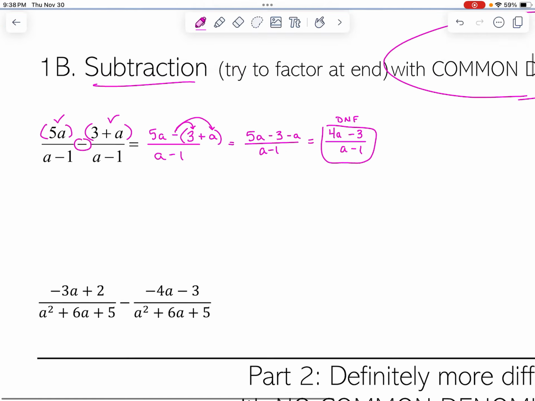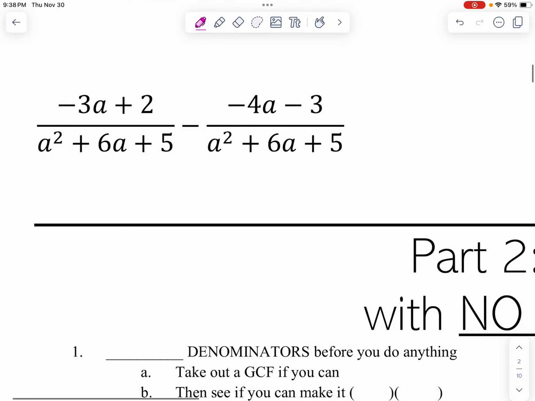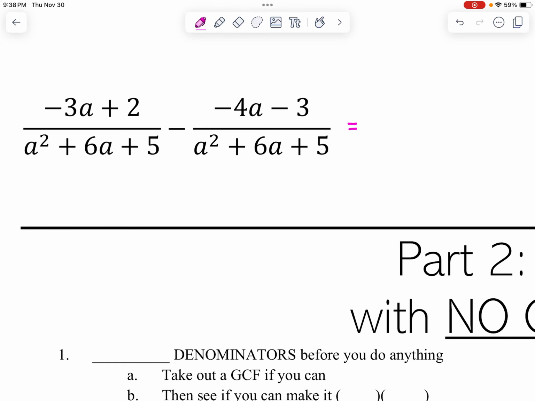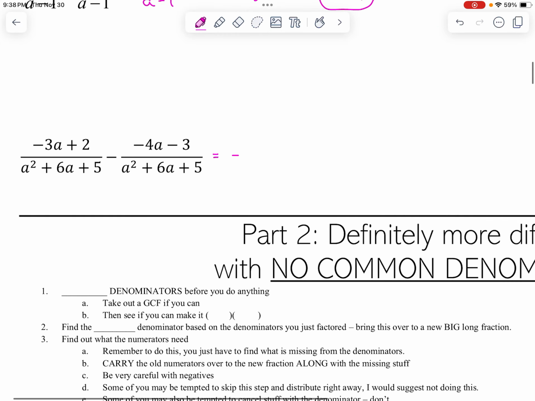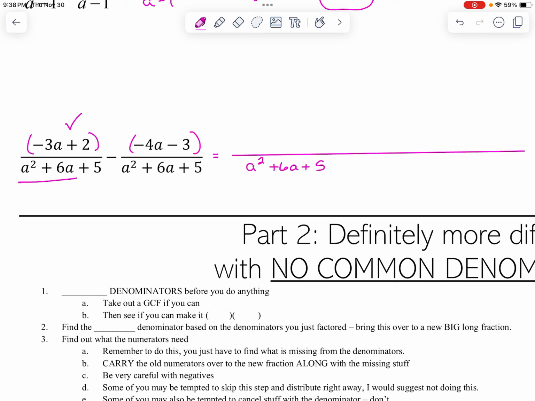Okay, now we have one more before he comes back. This common denominator will be, I'm drawing a really long fraction bar, the common denominator, they both have a squared plus 6a plus 5. We will end up factoring that. But because the denominator is the common denominator, we're good to go.